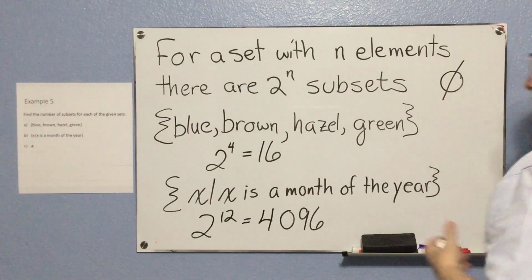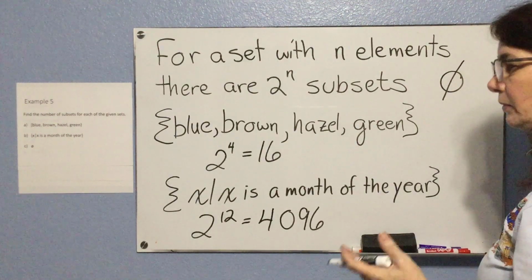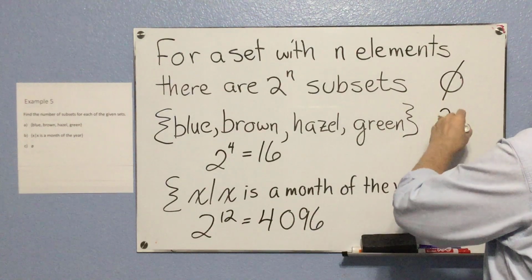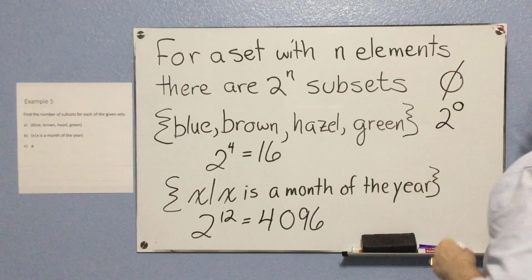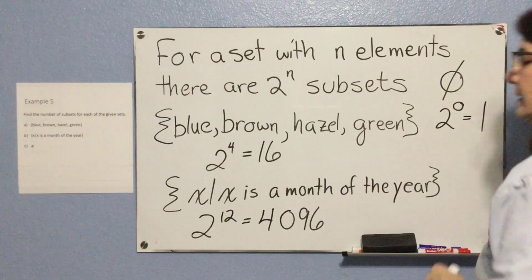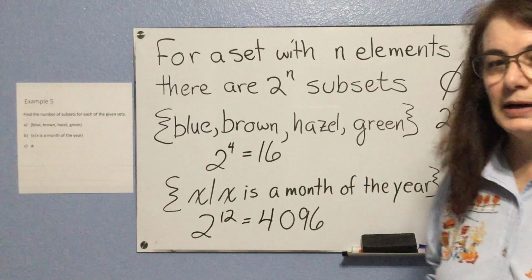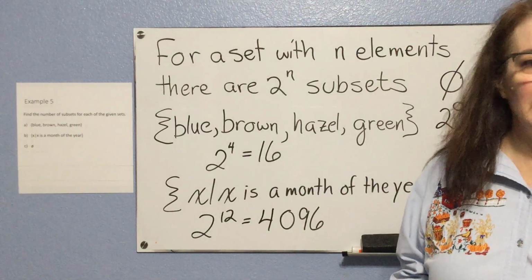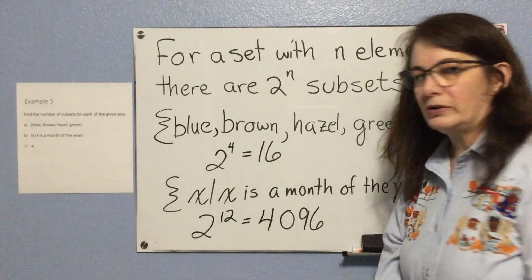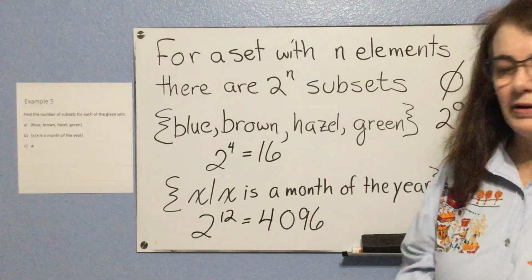And what about the empty set? How many subsets does the empty set have? Before you say 0, let's use the rule 2 to the 0 power. There are 0 elements, but this is 1 subset because the empty set is a subset of every set. So pause your video now and work on checkpoint 5.